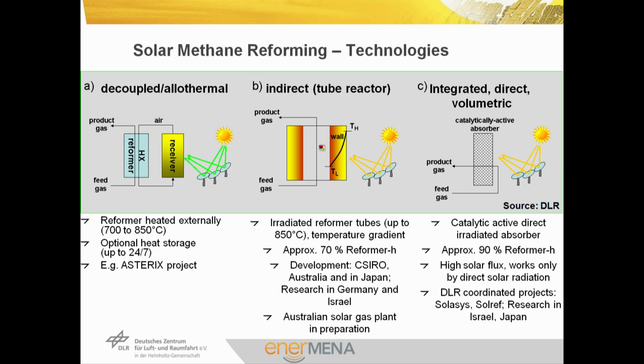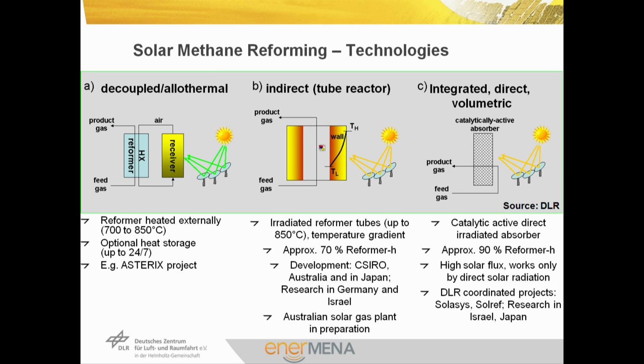These developments are, for example, done by the Australian CSIRO, but also by colleagues from Japan, and also in Germany and Israel work is done on this. Australia plans to set up a larger plant of this technology to demonstrate it. It is called SolarGas, and it is a lighthouse project of CSIRO.